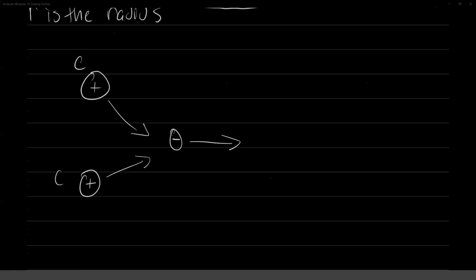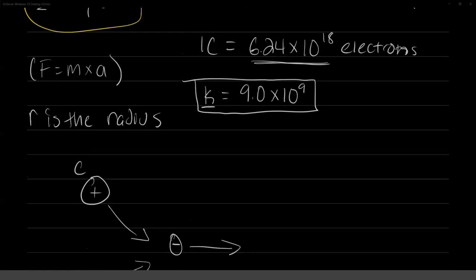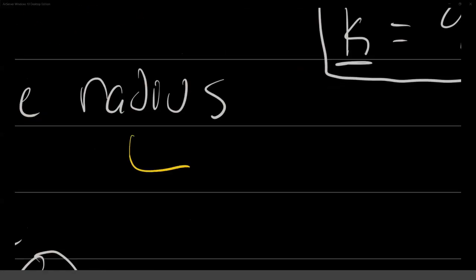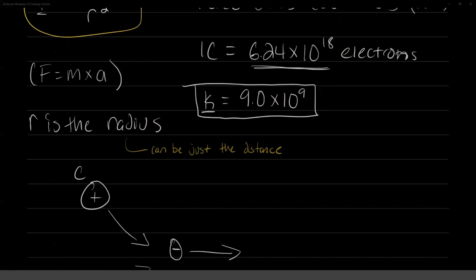The R does not always seem to be a radius. Sometimes it is just the distance in between the particles. There's a practice problem where it just says two particles 2 centimeters apart, and the R is just the 2 centimeters. Okay, so we could maybe indicate that it can be just the distance. Do we all agree on that?